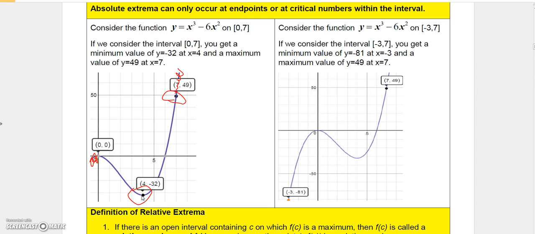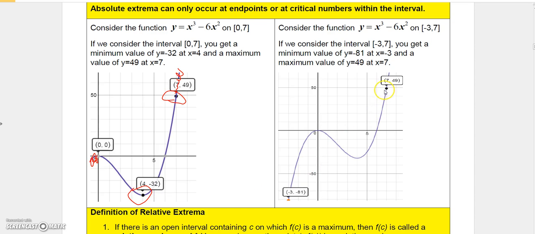Okay? So to find the absolute extrema for this function on 0 to 7, you would check the endpoints and see at 0 you get 0 and at 7 you get 49, and then you would check any critical numbers. So here the critical number is 4, and at 4 you would get negative 32. So after you check the y values of your endpoints and of your critical numbers that fall within that interval, you determine which one's the largest, that is your maximum, and which one's the smallest, that is your minimum. So here the maximum occurs at the endpoint and the minimum occurred at one of the critical numbers.